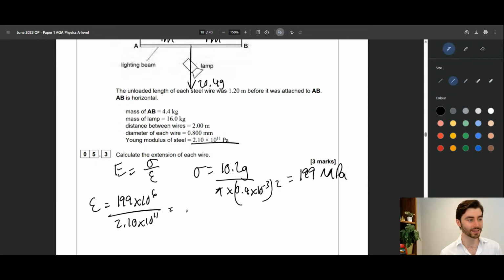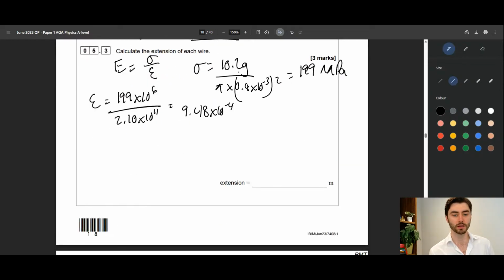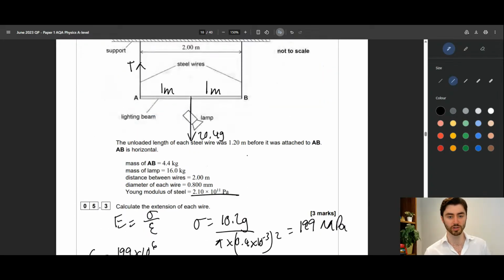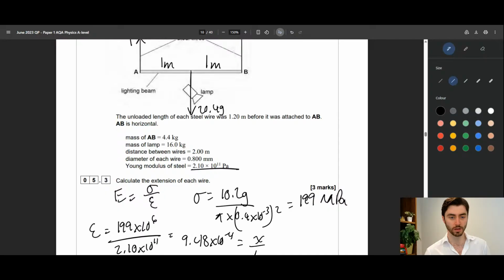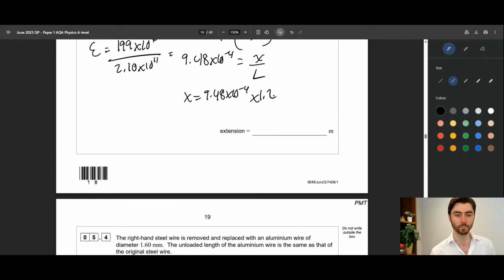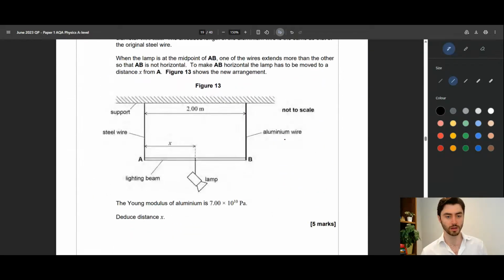So the strain is 9.48 times 10 to the minus 4. And this is the extension over the original length. So the extension is that strain times the original unstretched length of 1.2. And then I get 1.14 times 10 to the minus 3 meters. In other words, 1.14 millimeters.